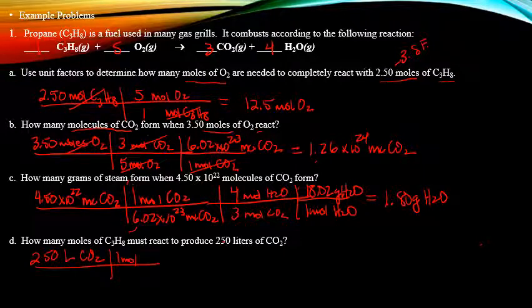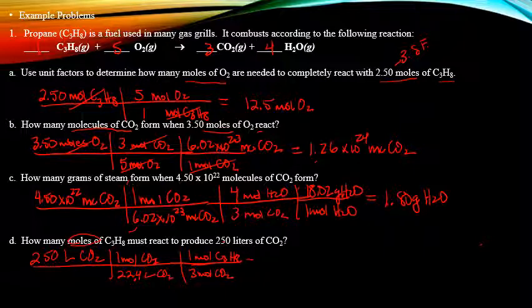For every 1 mole of CO2, I have 22.4 liters of CO2. And now I can do my mole ratio. Notice I'm solving for moles, so once I get that mole ratio, I am done. So for every 3 moles of CO2, 1 mole of propane was used. And now we can solve, and we should end up with approximately 3.7 moles of propane.